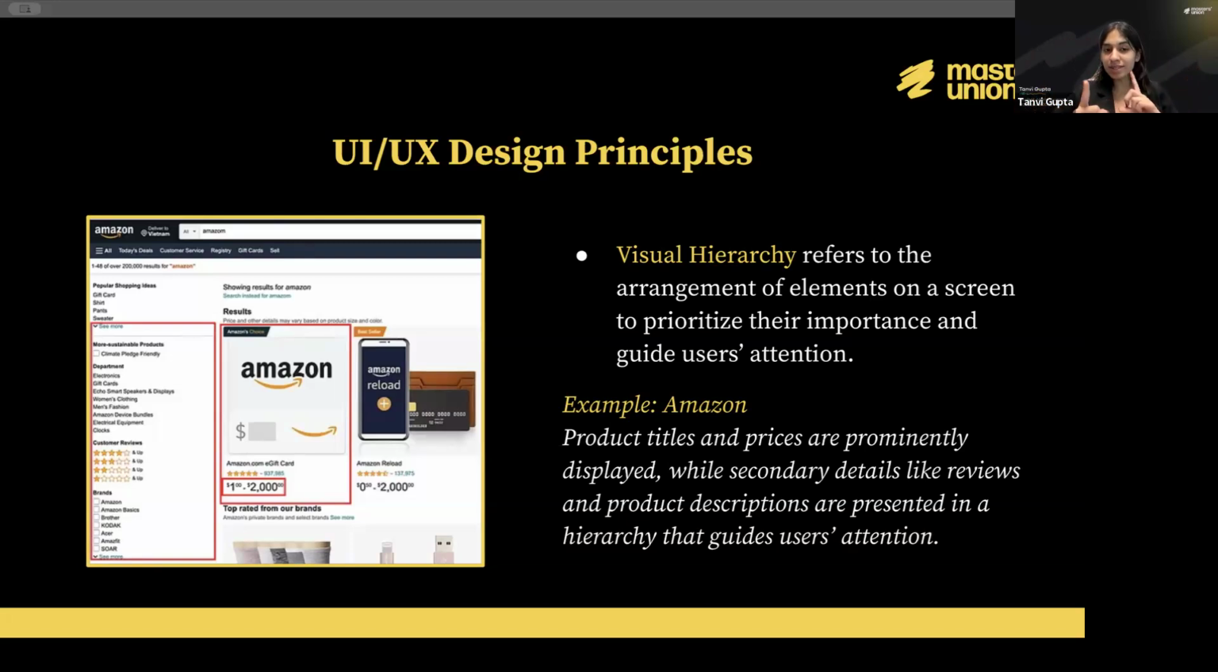For the same example, on Amazon, the product titles and prices are prominently displayed, while secondary details like reviews and product descriptions are in the lower section, but everything is available for the user.